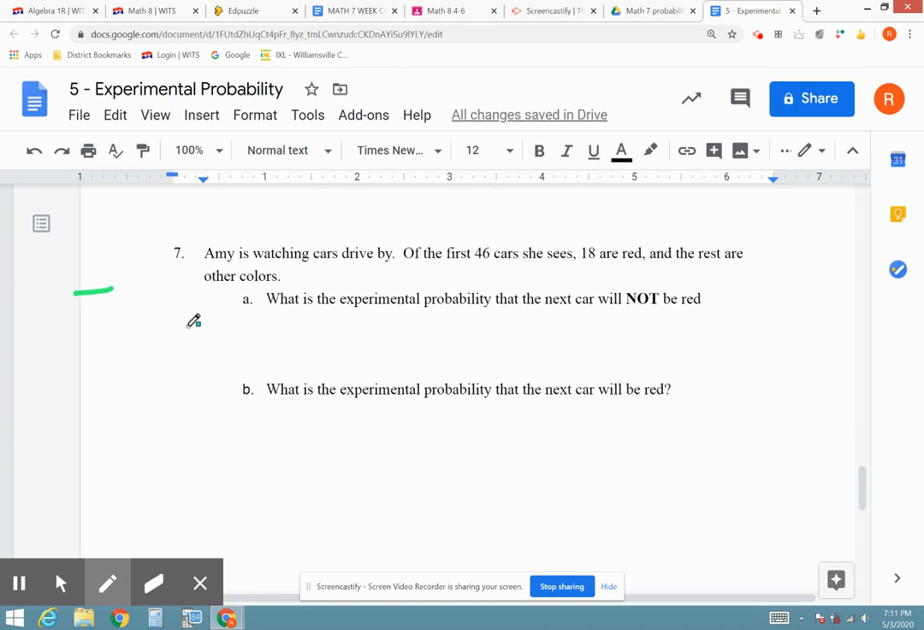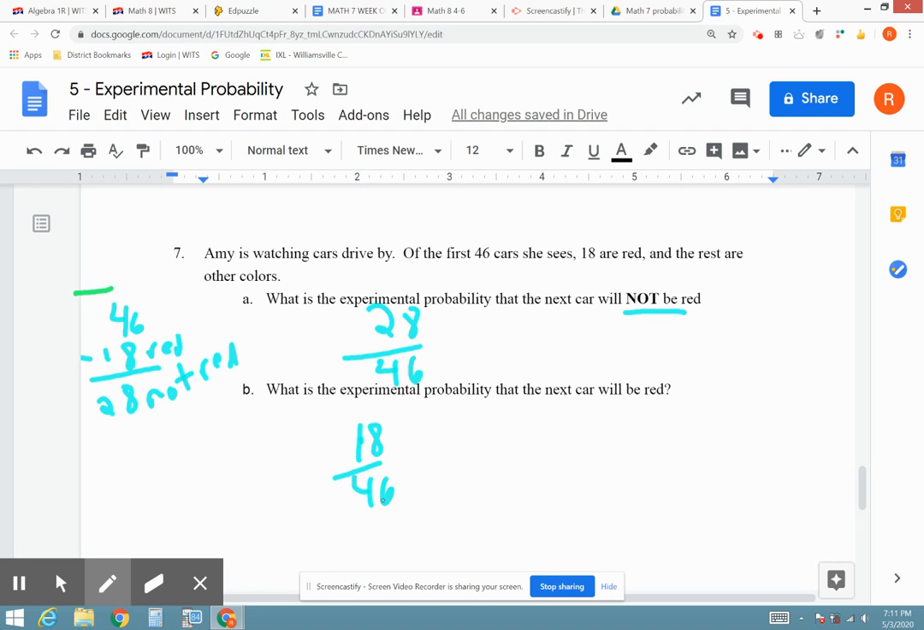Amy is watching cars drive by. Of the first 46 cars she sees, 18 are red and the rest are other colors. What is the experimental probability that the car will not be red? Okay, so 46 minus 18, because 18 are red, gives 28 to be not red. So the experimental probability that it will not be red is 28 out of 46. We could, of course, reduce these. What is the experimental probability that the next car will be red? It's 18 out of 46.